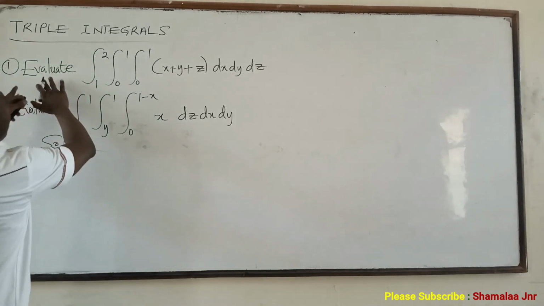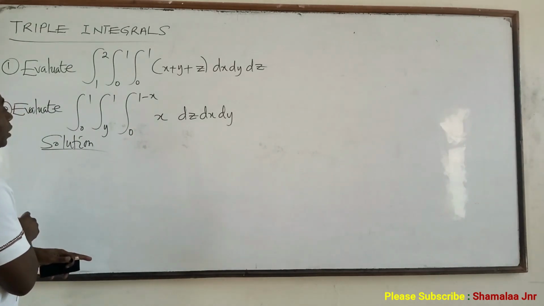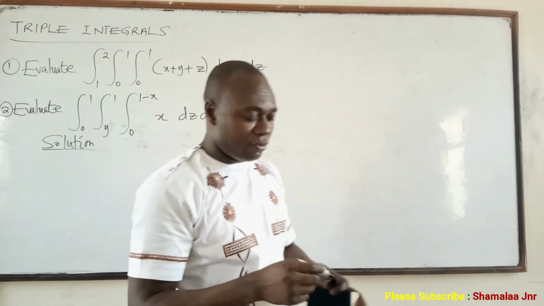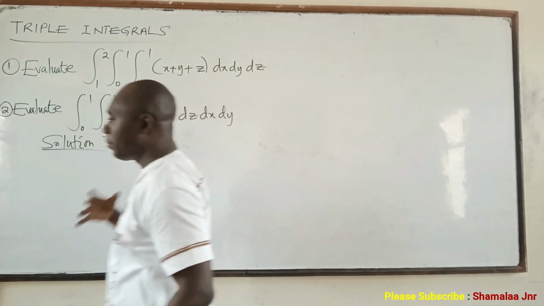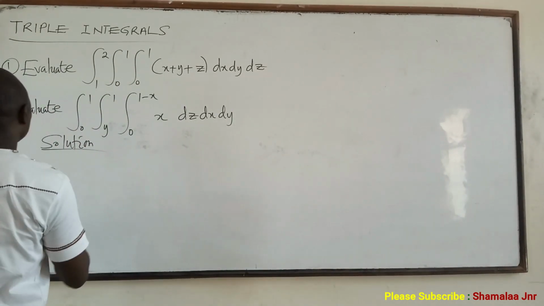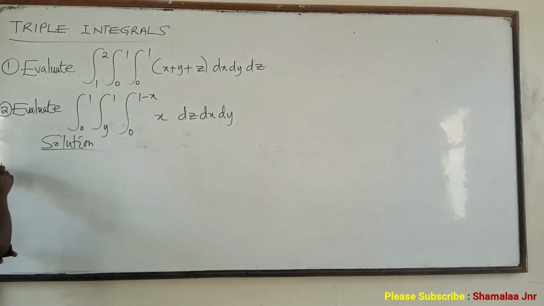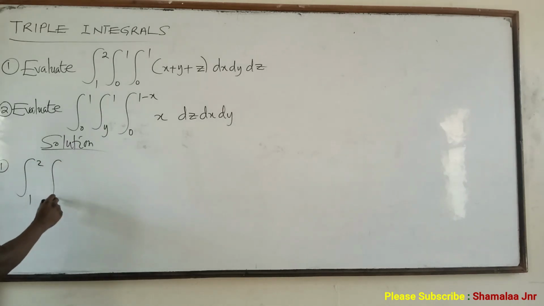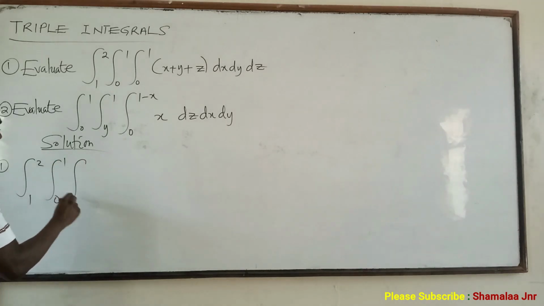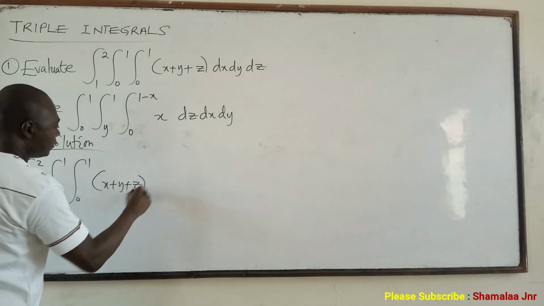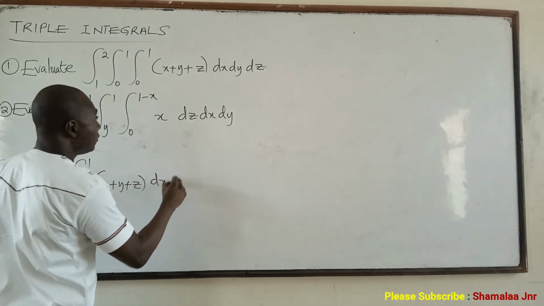I've been asked to evaluate this triple integral: 1, 2, 3, because you have three integral signs. That's why we are saying that it is a triple integral. So let's look at it. This is the solution to 1. We have the integral from 1 to 2, integral from 0 to 1, integral from 0 to 1 of (x plus y plus z) dx dy dz.